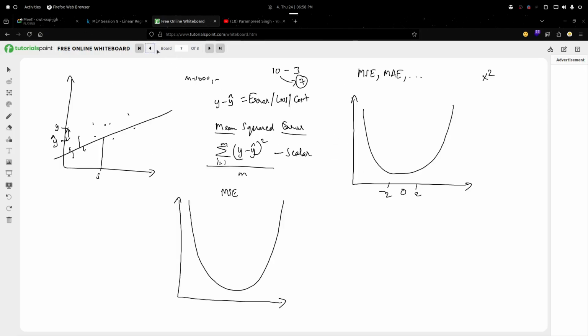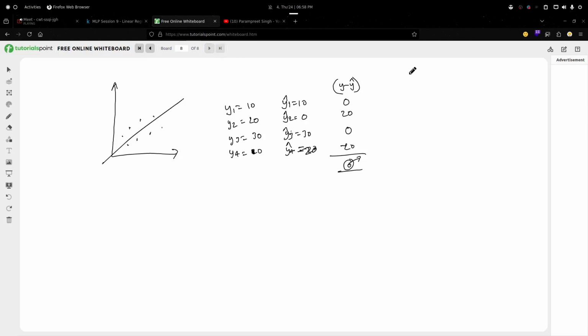So that's why we square those errors. Now there is another way also. What we can do is take the absolute value, right? Rather than squaring, we can take the absolute value. So if we take the absolute value, we will get something like this: 20, 0, 20, and the error will be 40, right?